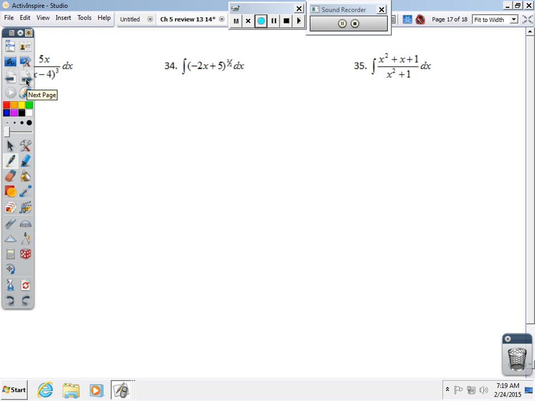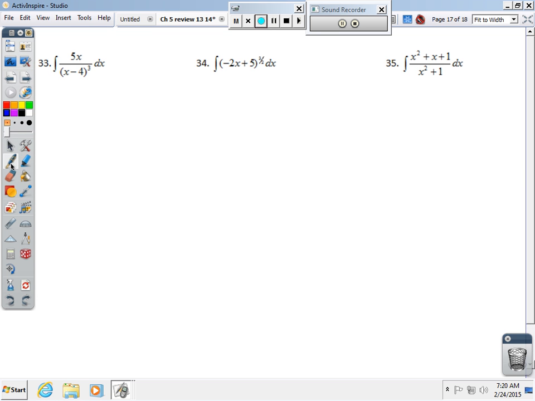35. Let me see 35. Move it over a little bit. We'll see which ones of these ones I want to do. 33. 33, yeah, I'll do 33. 34, I will skip, and I will do 35.